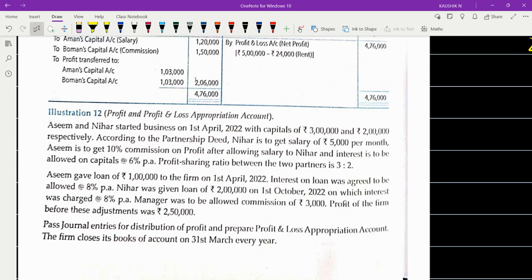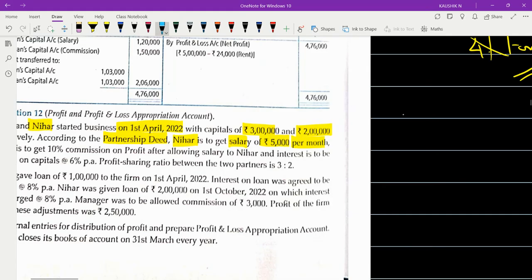Now, let's read the question to understand what all we have to calculate here. There are two partners by name Asim and Nihar. They have started the business on 1st of April 22. Their capital value is 3 lakh rupees and 2 lakh rupees respectively. As per the partnership deed, Nihar is to get a salary of rupees 5,000 per month. So the first information given to us is about salary.